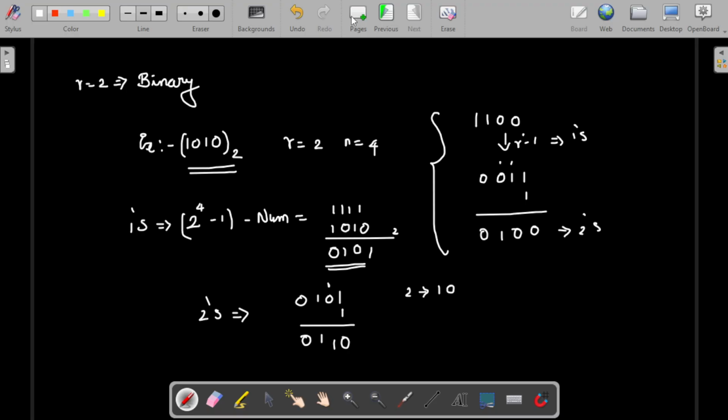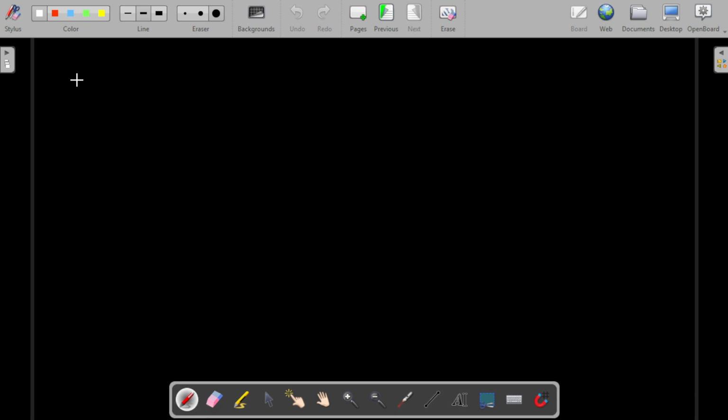So let's see how to calculate the complements for R equal to 16, that is the hexadecimal system. If we take R equal to 16, this is hexadecimal, right? First we can calculate R minus 1, which is 15. 15 is represented in hexadecimal as F. So we take FFFF. The number given is 1A2F. So let's subtract it: FFFF minus 1A2F.